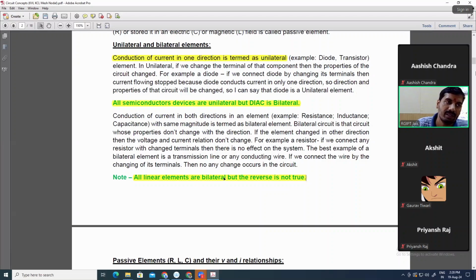So linear elements means all passive elements, resistor, inductor, capacitor, all are bilateral elements, but the reverse is not true.